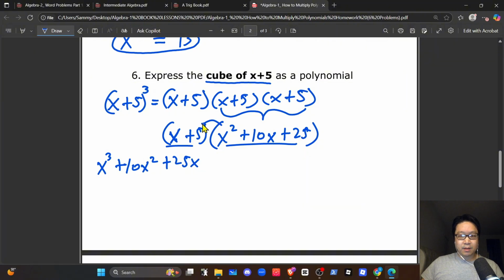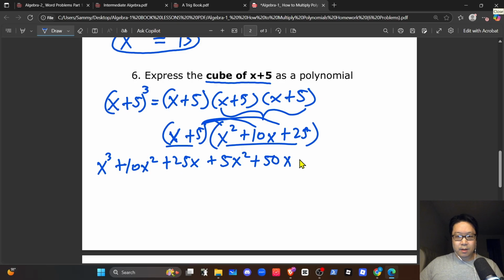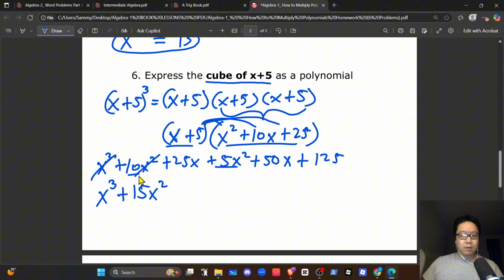And then now we multiply these. Okay? So 5x squared, 10x is 50x. And then 5 times 25 is 125. And then we just combine like terms. So x to the third, 10x squared and 5x squared is going to give us 15x squared. 25x and 50x is 75x. And then we have our 125 at the end. That's our answer.